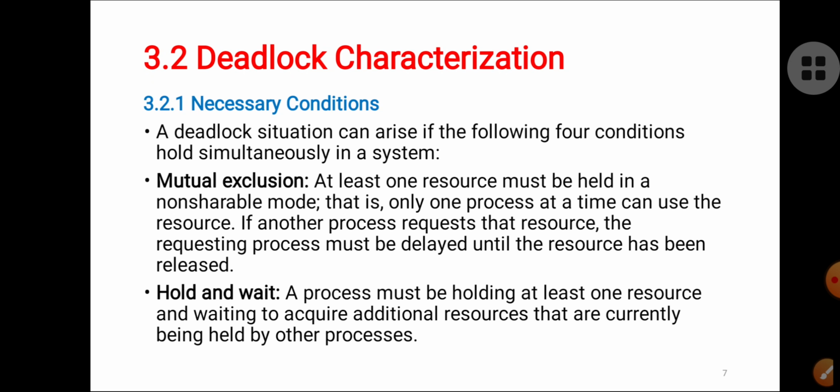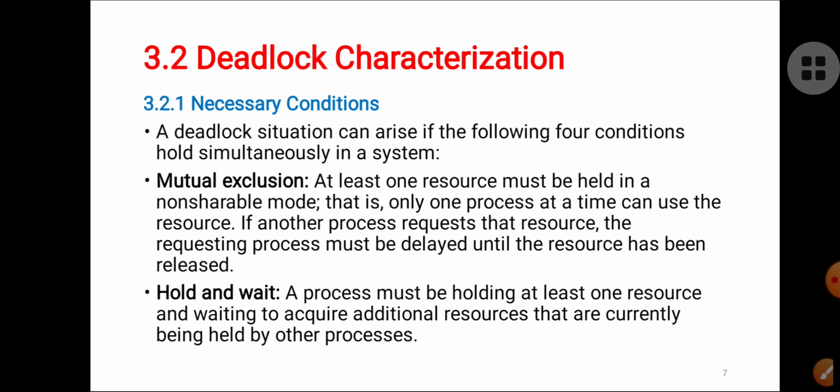The first condition is mutual exclusion. At least one resource must be held in a non-shareable mode. That is, only one process at a time can use the resource. If another process also requests that resource, then the requesting process must be delayed until that resource has been released. The second condition is hold and wait.